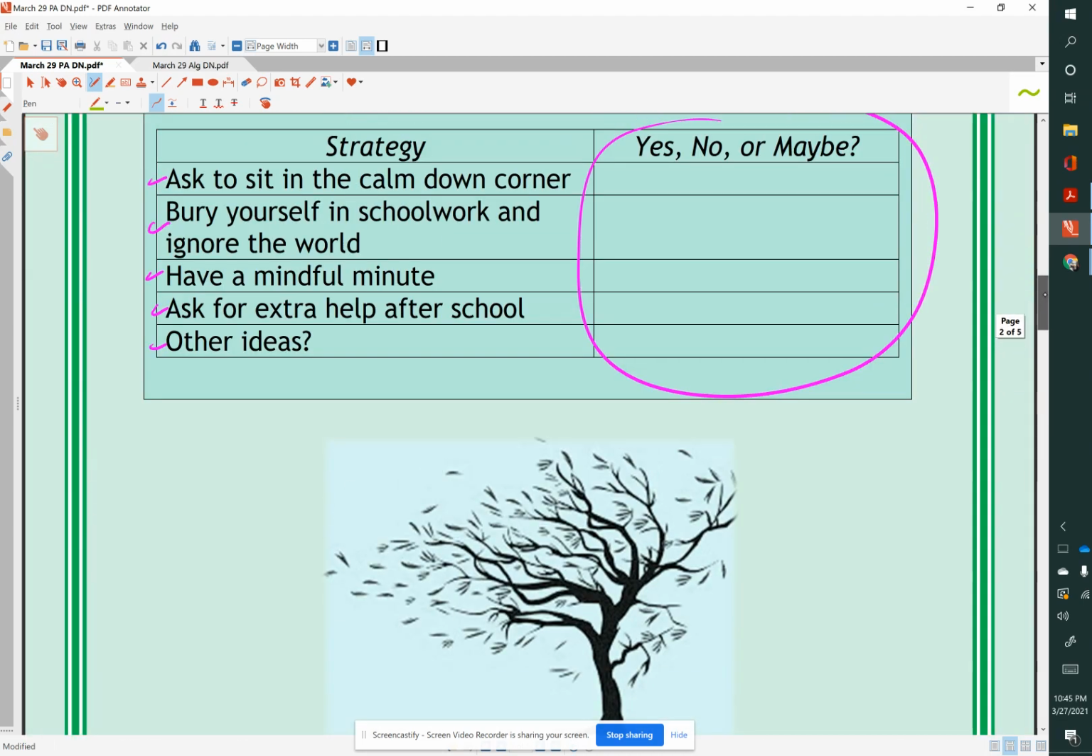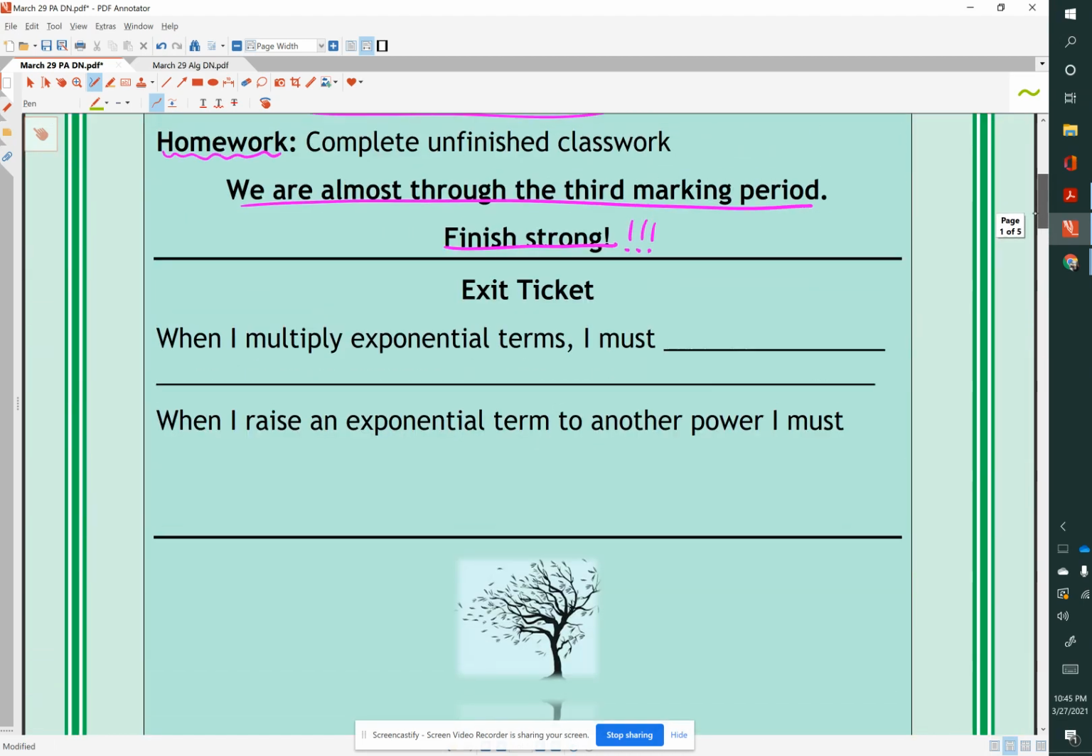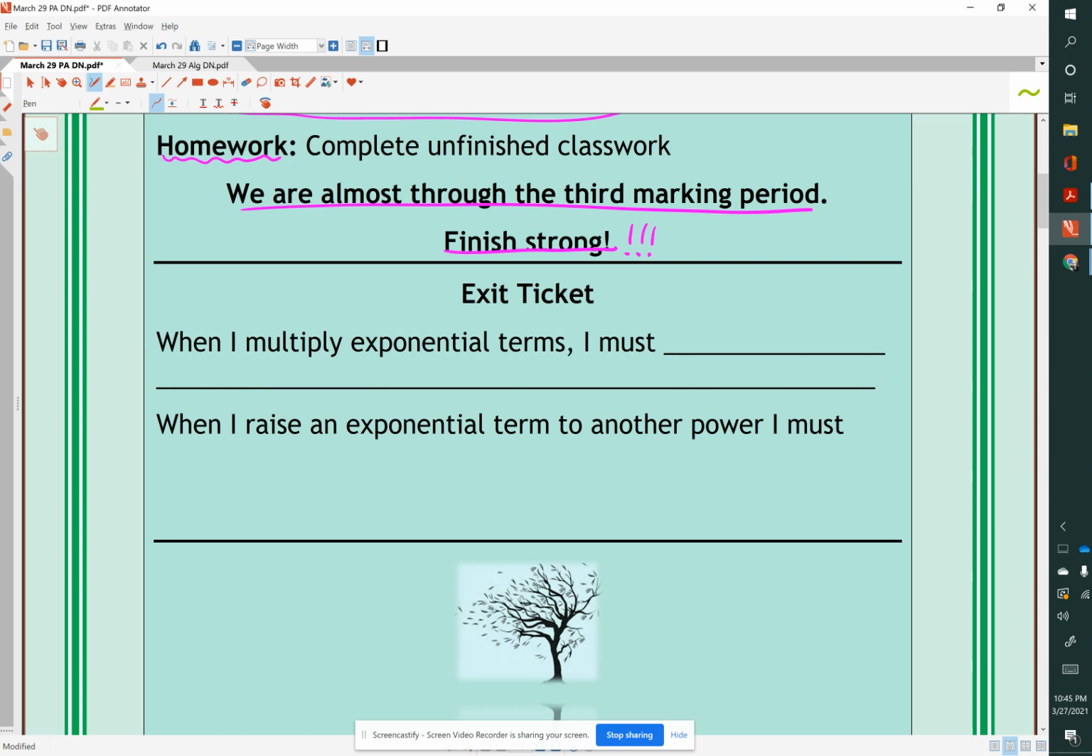We go back up to our exit ticket. When I multiply exponential terms, I must, let's get a darker color that shows up, I must add the exponents. When I raise an exponential term to another power, I must multiply the exponents.